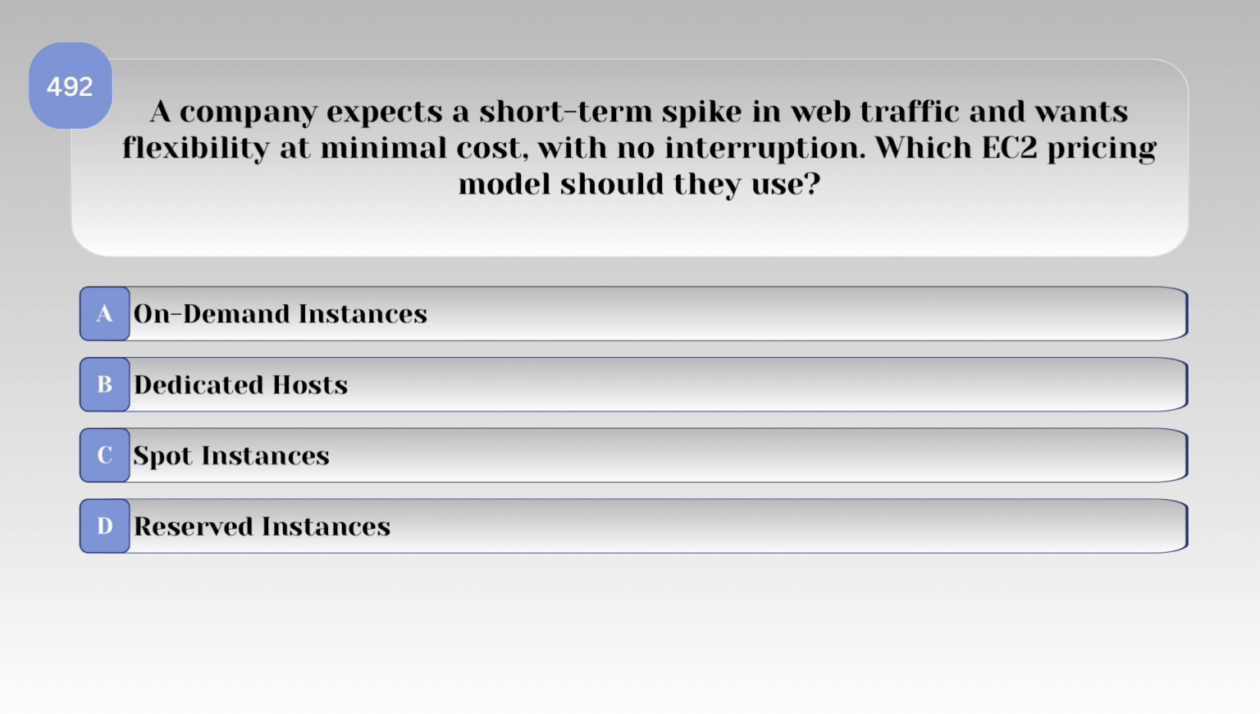A company expects a short-term spike in web traffic and wants flexibility at minimal cost, with no interruption. Which EC2 pricing model should they use?